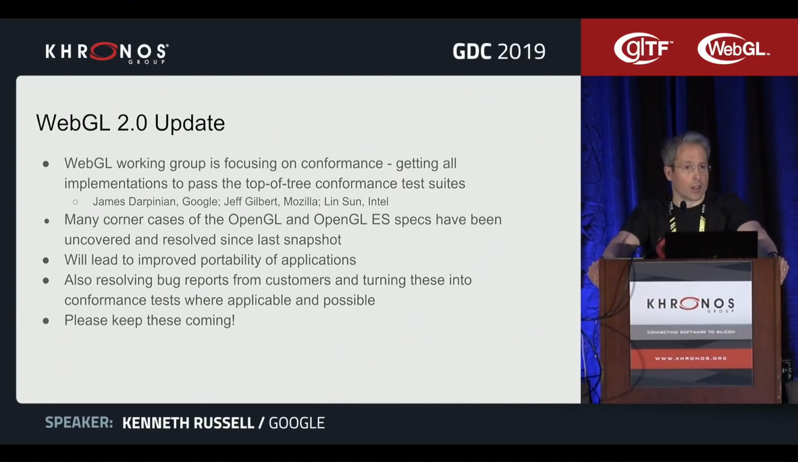We've also been spending quite a lot of time resolving bug reports from customer applications and turning these into conformance tests where it's possible to do so and also applicable. And so please, if you're using the API, please keep these bug reports coming through whatever channels are available to you. There's the GitHub issue tracker. If it's a bug in one particular browser, please file it against the browser, and please notify us somehow, because if you just file the bug in the issue tracker, sometimes it gets lost. Email us, or send email to one of the mailing lists, because sometimes regressions do happen. We test our browsers extensively, pretty much all browsers, but sometimes things do slip through the cracks.